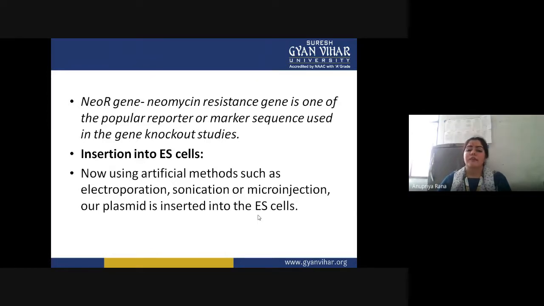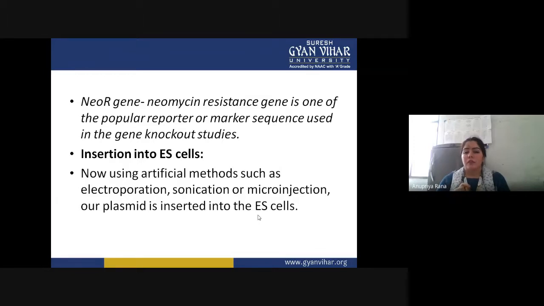Insertion of the ES cells. ES cells are basically the embryonic cells. Now our vector construction has been done. We know what we have to insert and in what form we are going to insert it, but into what are we going to insert it? Insertion should be done in the embryonic cell.